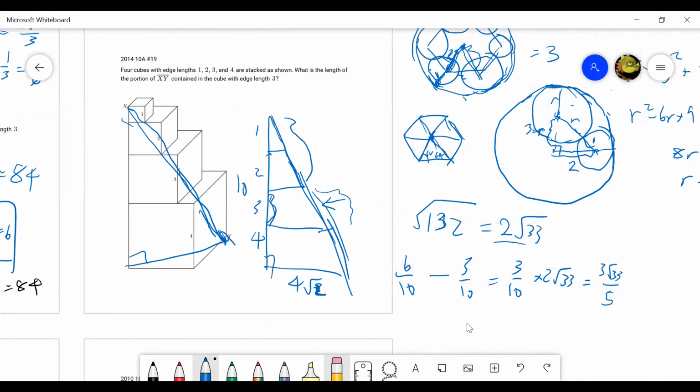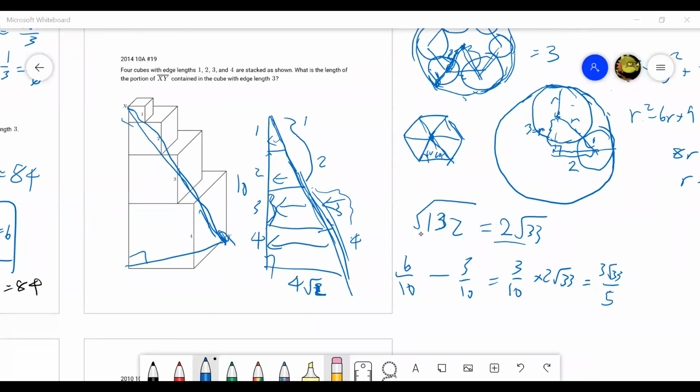Alternatively, we can actually use the idea that each length of this hypotenuse is proportional to the height it sees. So the ratio of these lengths is going to be 4 to 3 to 2 to 1. And so then this is just going to be 3/10 of the entire thing, or 3 root 33 over 5. And that's really it. So all this problem really tested you on was to find the cross section diagonally, and that'd be it.